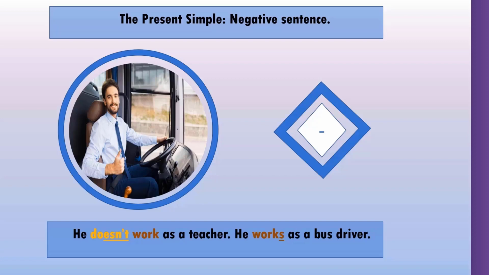In the second part of the sentence, we've got a positive sentence. He works as a bus driver. He doesn't work as a teacher. He works as a bus driver. Just to show you that in the negative sentence, the auxiliary verb is carrying the S, but in the positive sentence, the main verb is carrying the S. Let's move on.